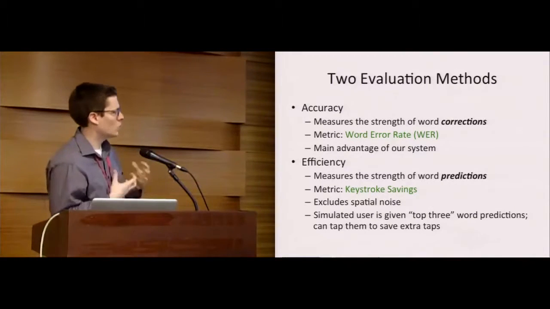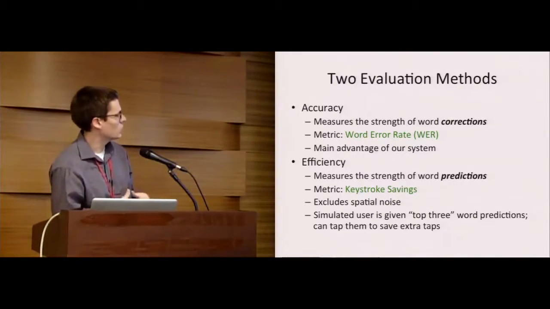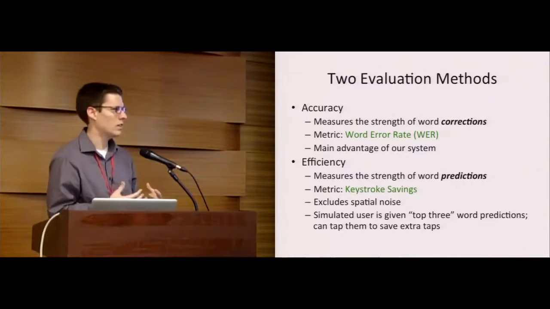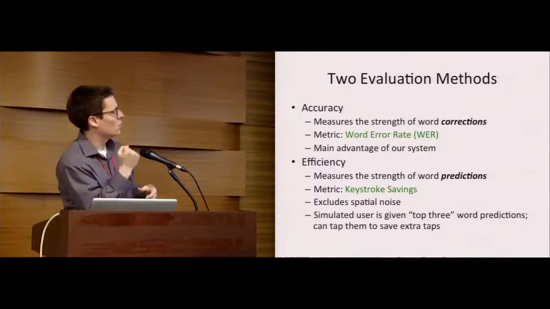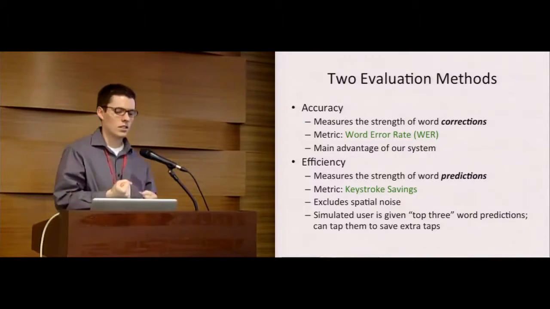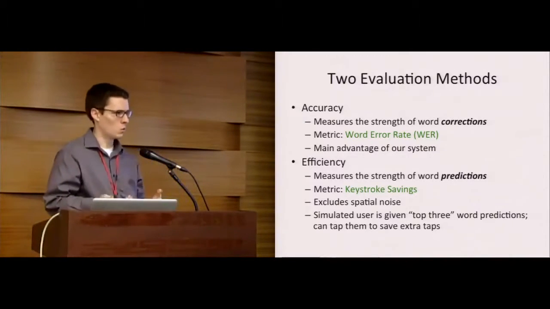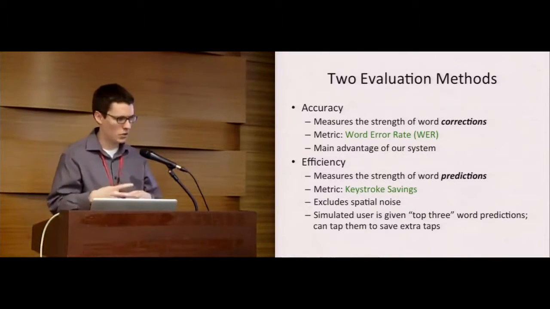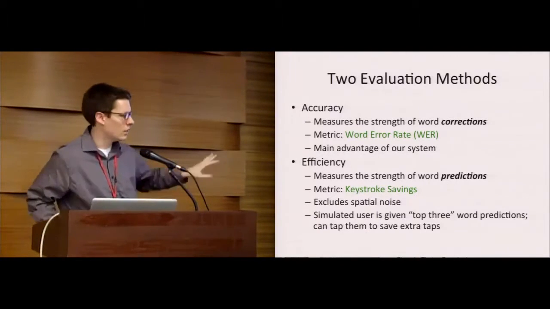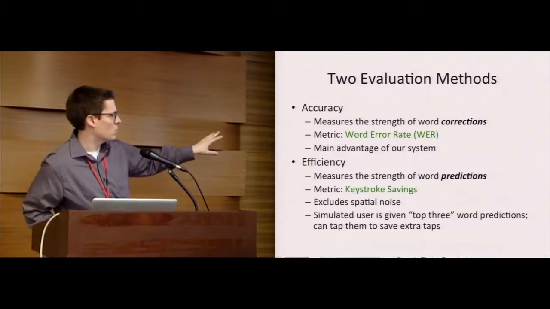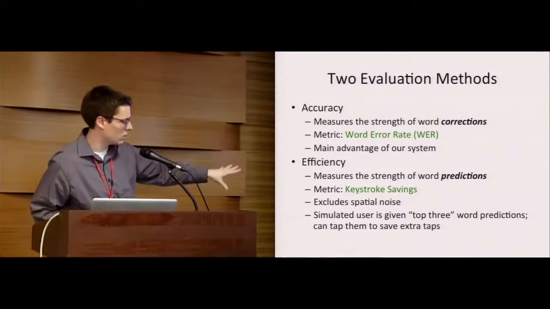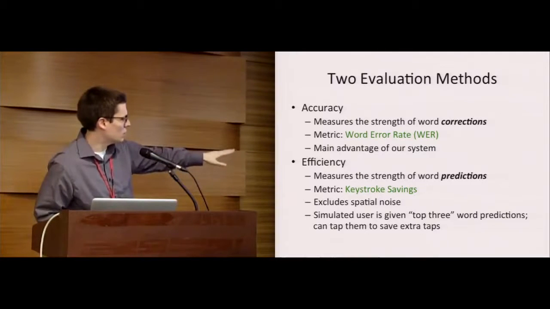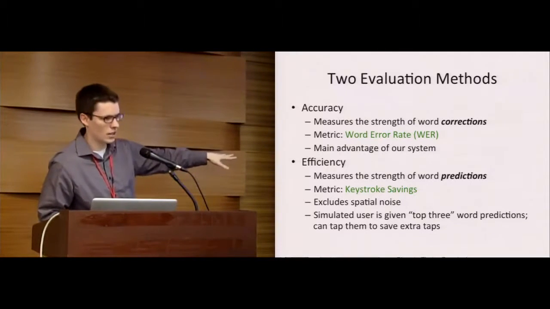And then there were two things we evaluated. One, the most important one, which was really only possible when you do it this way, is word error rate. This is the strength of correction. So you just count how many words were wrong. It's pretty easy to do once you have this integrated system. And then a secondary result is the strength of prediction. Language modeling can help with predictions too. And here, the metric is keystroke savings.